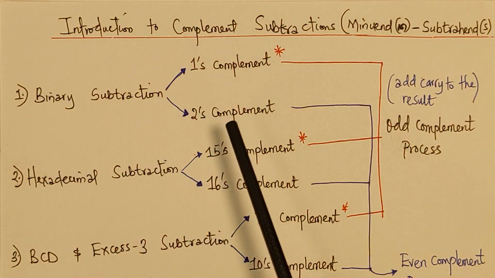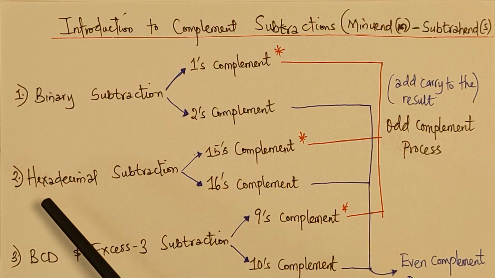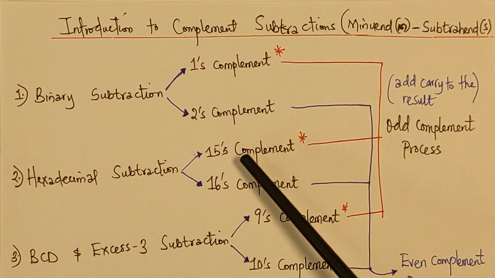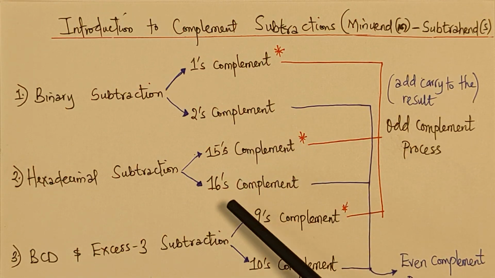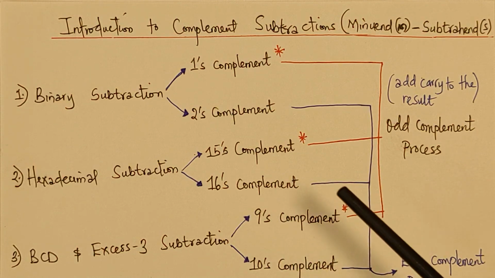In the binary subtraction, we're going to consider the first complement and the second complement. Whereas for the hexadecimal subtraction, we're going to consider the 15 complement and the 16 complement. And lastly, for BCD and SS3 subtraction, we're going to consider the 9th complement and the 10th complement.